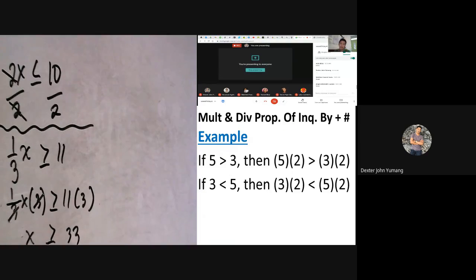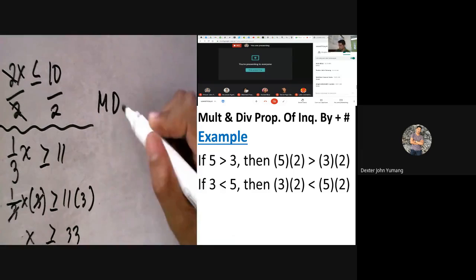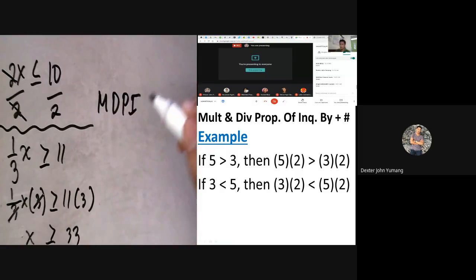Okay, let's continue with this example. We have the following example. If 5 is greater than 3, then it was multiplied by 2. Tingnan nyo, 5 times 2. Therefore, 2 has been multiplied on the left side, kaya dapat siya i-multiply din sa right side. On the other hand, if 3 is less than 5, kung nag-multiply ka ng 2 sa 3, therefore, mag-multiply ka rin ng 2 sa 5. And that is an example of multiplication and division property of inequality by positive numbers. Or you may use the symbol MDPIPN.